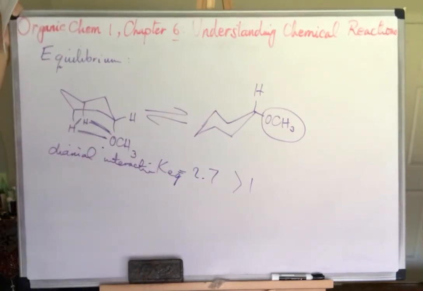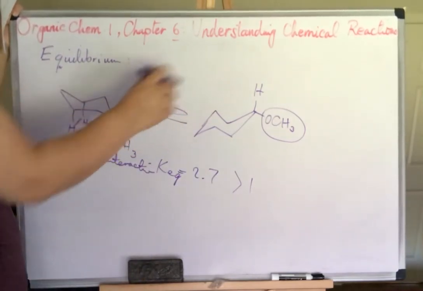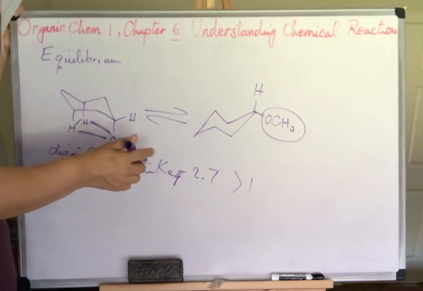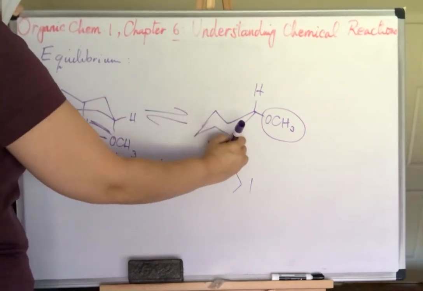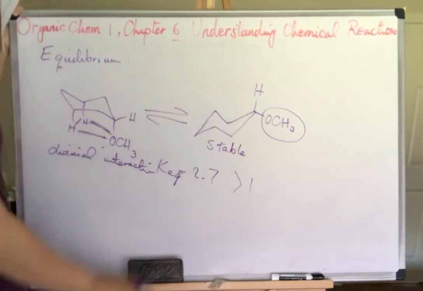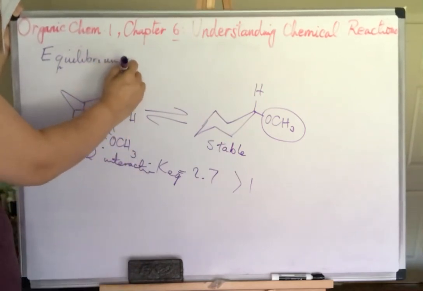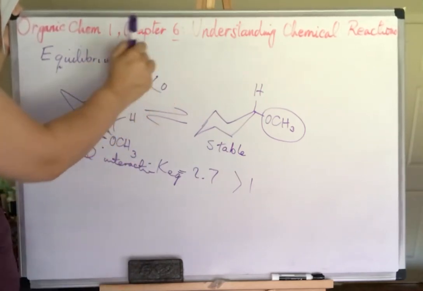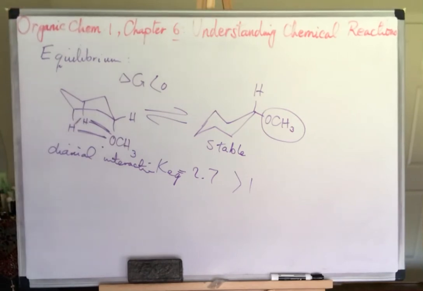That's what we said before. Now we are proving it with the numbers, with the number for K equilibrium. This is stable because there is no diaxial interaction, and it's going to happen spontaneously, but delta G is less than 0.